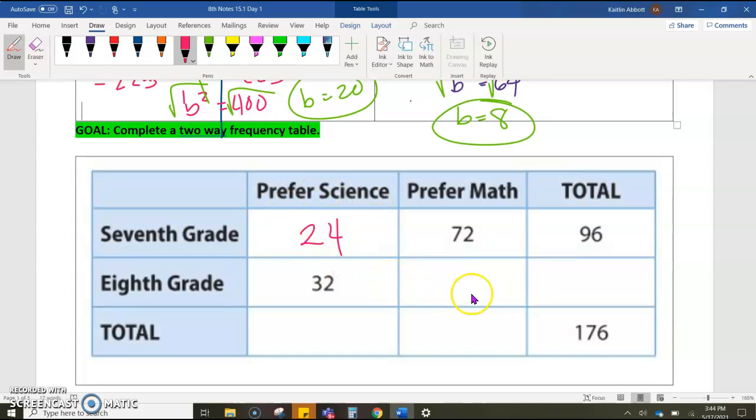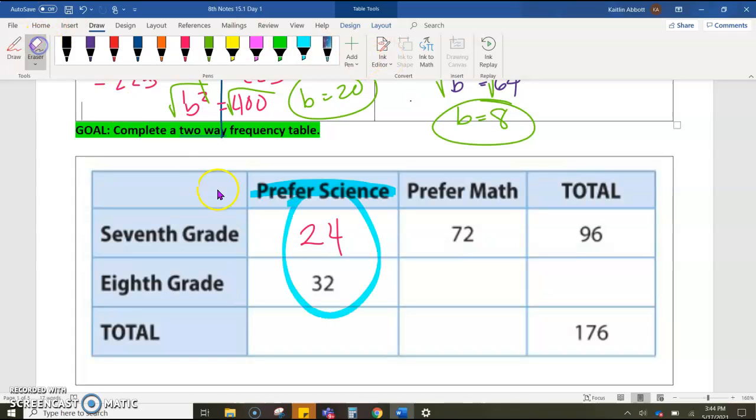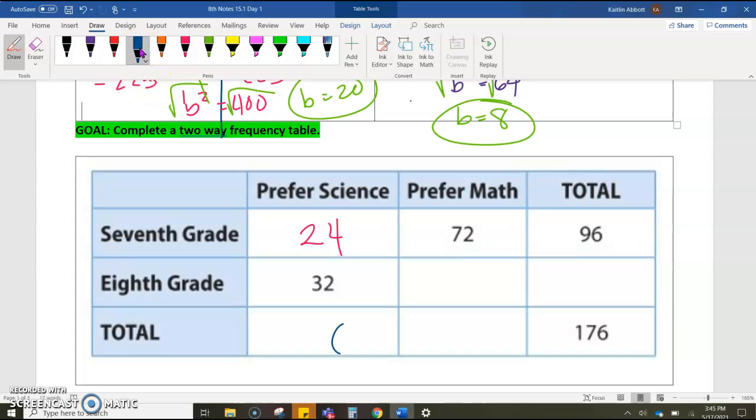Now, does that give me another column that has 2 numbers? You're right. Now we can look at preferred science. There's 2 numbers here. So let's figure out the total. If you look, we have 7th grade and 8th grade, and we need the total of how many 7th and 8th graders prefer science. So we're just going to add these 2 together. 24 plus 32. 4 plus 2 is, you got it, 6. And 2 plus 3 is, yep, you got it, 56. Woo! Okay, we're almost done with our puzzle. We got 3 more pieces.